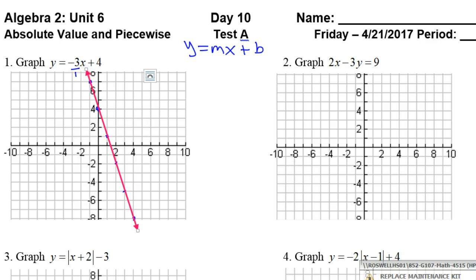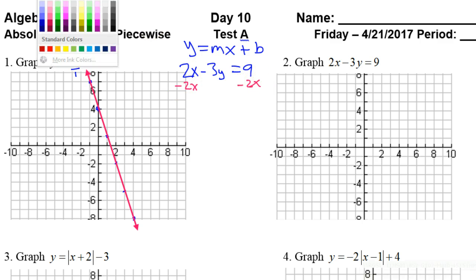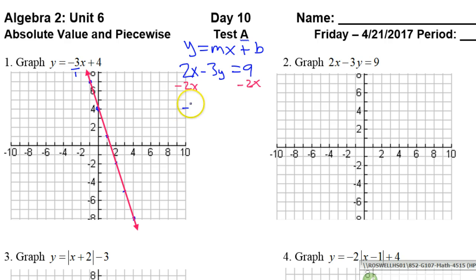Now number 2, same type of deal, but this is not already in slope-intercept form. So we need to rewrite this to get the y by itself. So I'm going to do that here in the margin. So I have 2x minus 3y is equal to 9. Your first move will be to subtract 2x from both sides like this. And then that's going to give you -3y is equal to -2x plus 9.